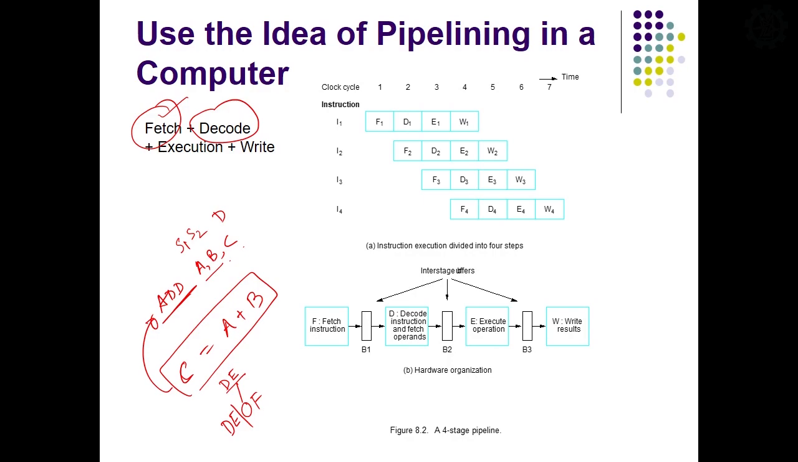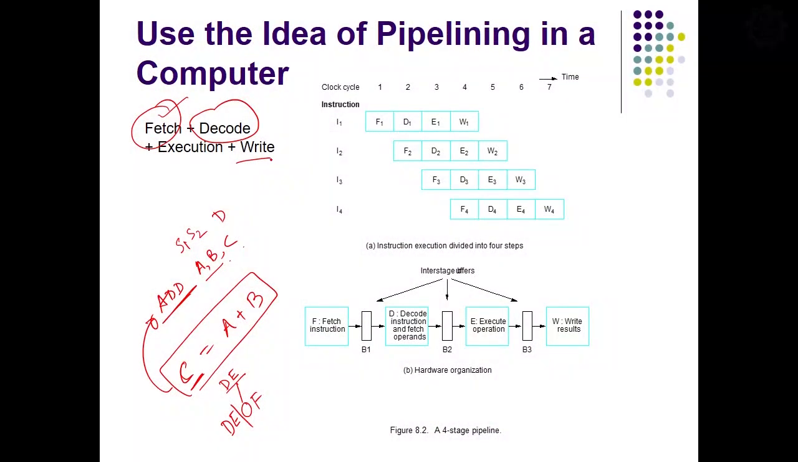Now execution. Execution means actually that execution happens within the ALU, because it is an addition operation. So, we need to have the adder circuit. That is there in the ALU. Okay. After that the result needs to be stored in the variable C. That is something called write back. So, therefore, this is something called write. It will be written to the destination place.